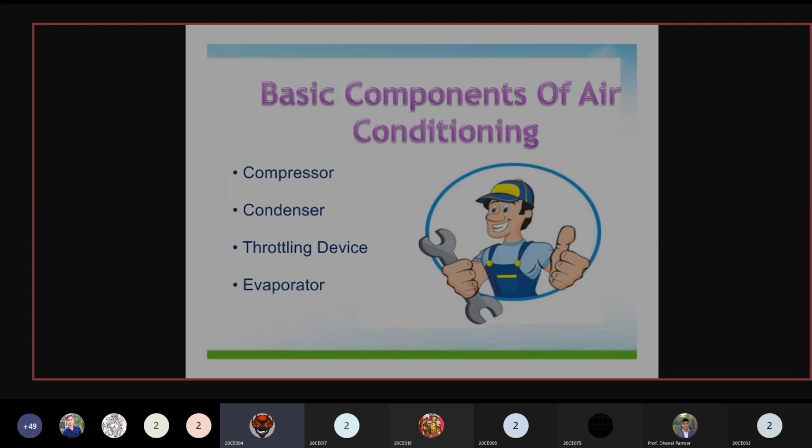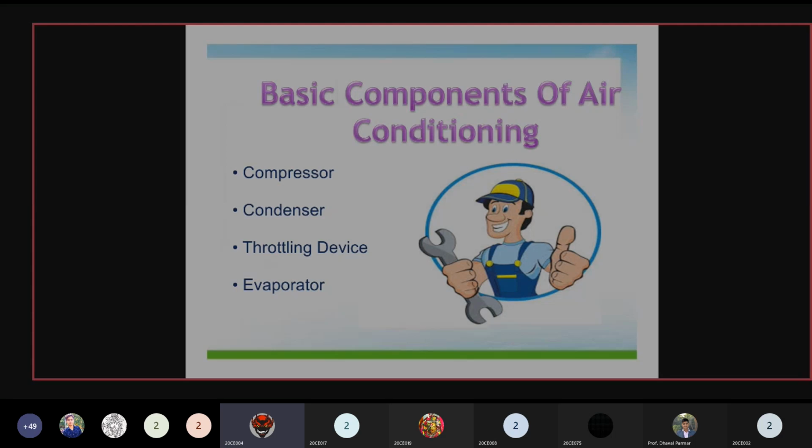Second, condenser. Condenser is a heat exchanger and sometimes is also called condensing coil. Its function is to get rid of the heat from the system. It loses the heat outside and condenses the refrigerant to the liquid state. Hence, proper maintenance and cleaning of condenser is required.